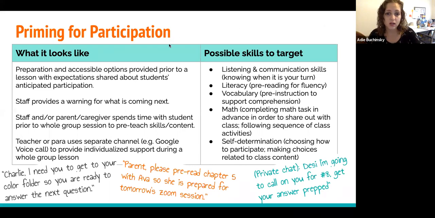So some skills we could incorporate there are, again, a wide range. The student needs to engage in listening and receptive communication skills, knowing when it's their turn. There's literacy involved, either in the task or just in the mode of communication. There can be vocabulary instruction embedded, math instruction embedded, and the student is engaging in self-determination. So they're choosing how they're going to participate, getting their answer ready to either read aloud or hold it up to share with the class.